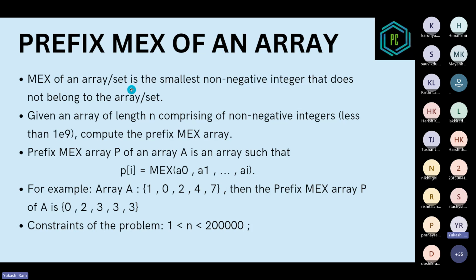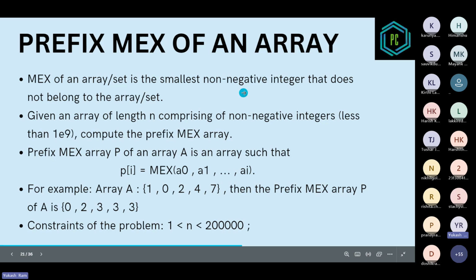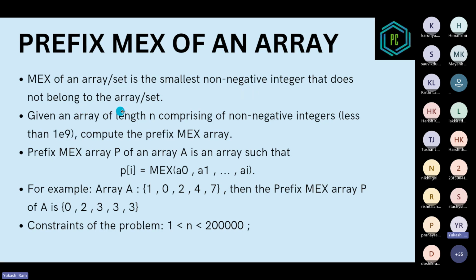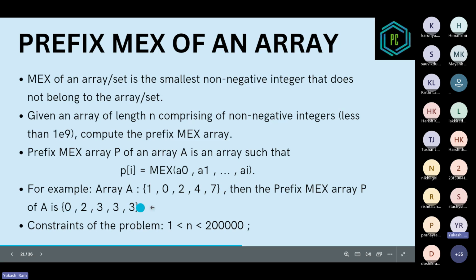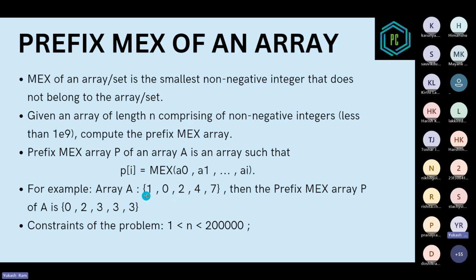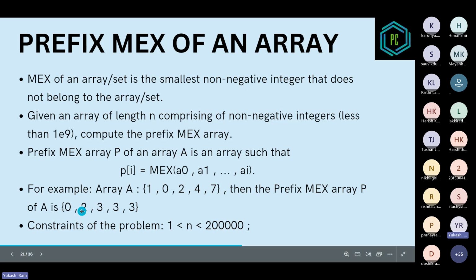And what is mex? Mex is the smallest non-negative integer that does not belong to the set. So if you have a set with only element 1, then the smallest non-negative integer that does not belong to the set is 0. So that's why the first element of P is 0. Similarly, for 1, 0, both 0 and 1 have appeared. The smallest non-negative integer that does not belong to the array or set is 2.